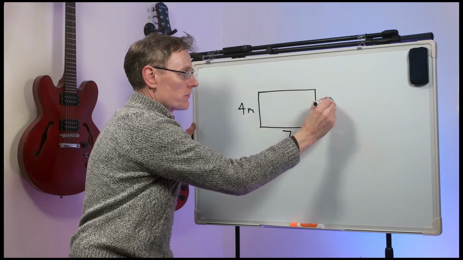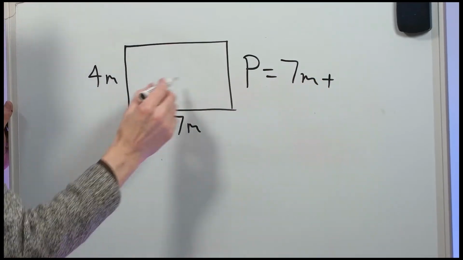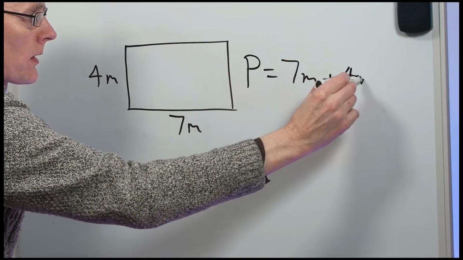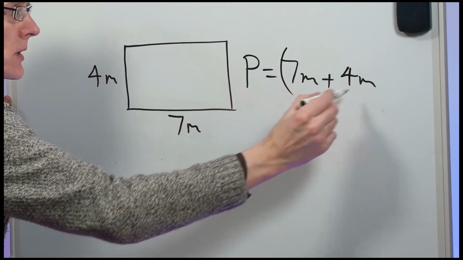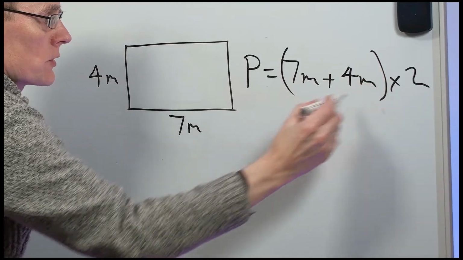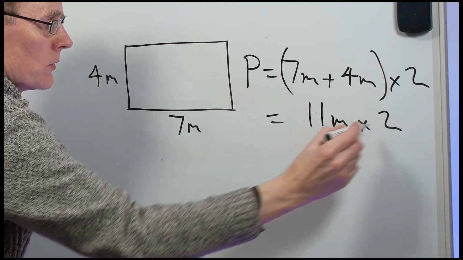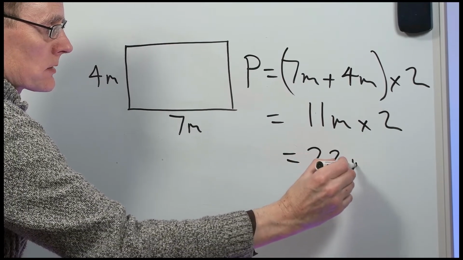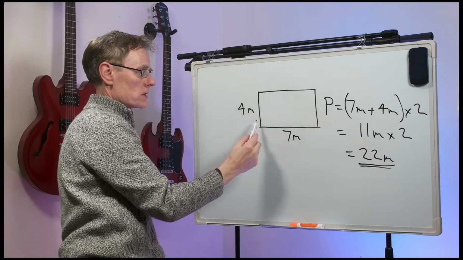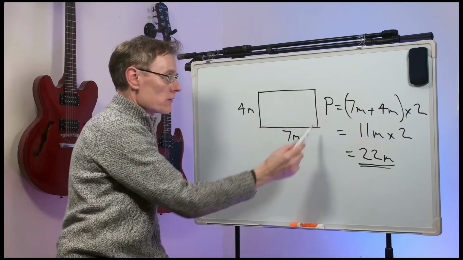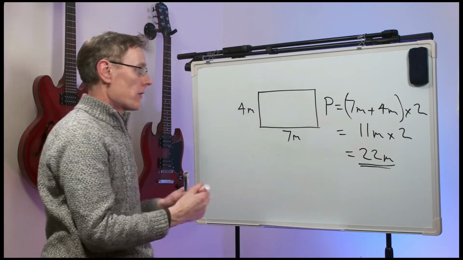So the perimeter is going to equal 7 meters plus 4 meters. And we're going to add another 7 meters and another 4 meters. So if we're smart, we'd actually take that and multiply by 2. So that's going to be 11 meters times 2, which is 22 meters. Which you simply could have done 7 plus 4 plus 7 plus 4. 22 meters, the length around the edge, or the perimeter. That has nothing to do with the area.